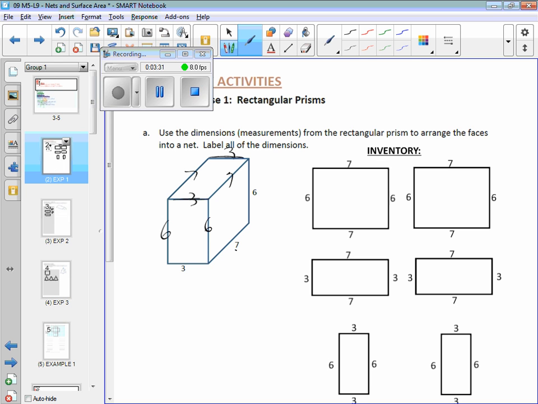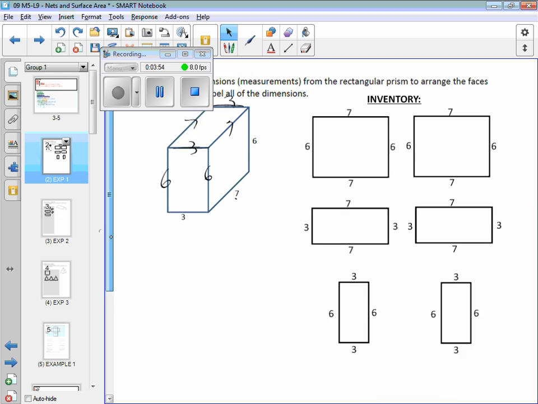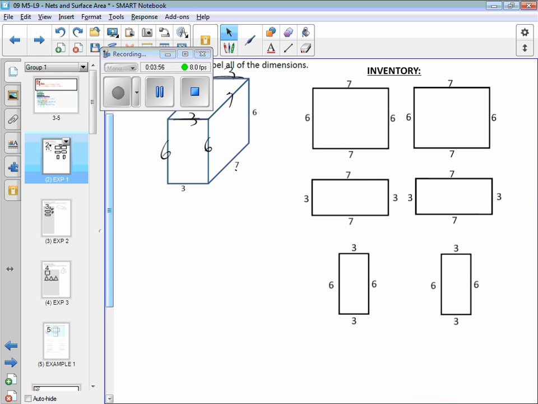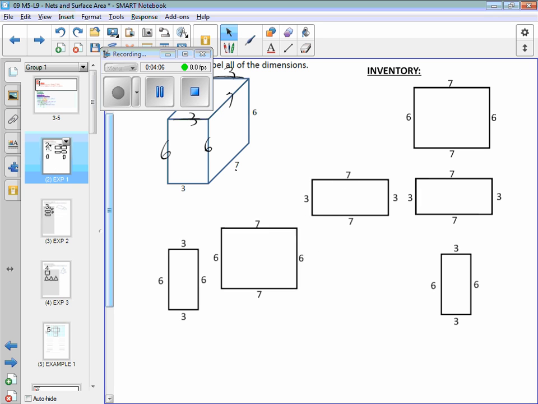Okay, so here is our inventory of our shapes. This is all 6 pieces. And then you want to start to put together piece by piece. It doesn't matter where you start. I know that this 6 by 3 on the front, now I do need that marker. Okay, so the 6 by 3 is attached to what on the right side? The 7 by 6. So I'm going to bring that right up there.